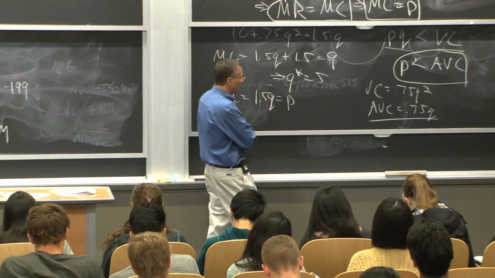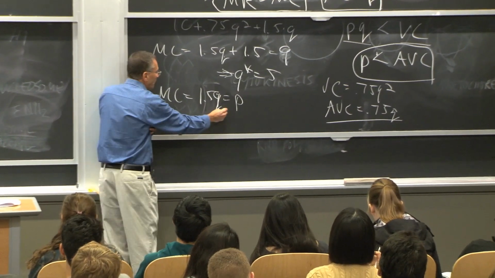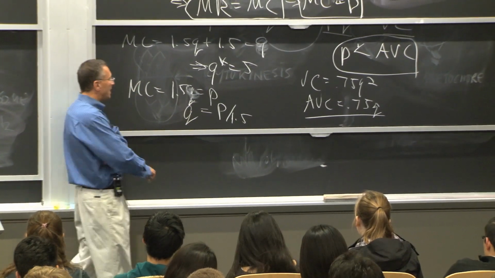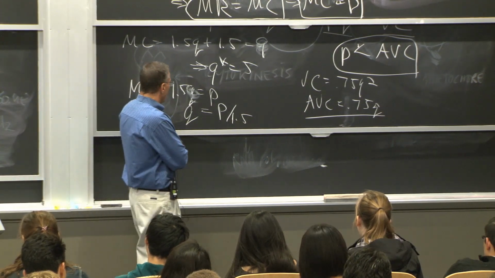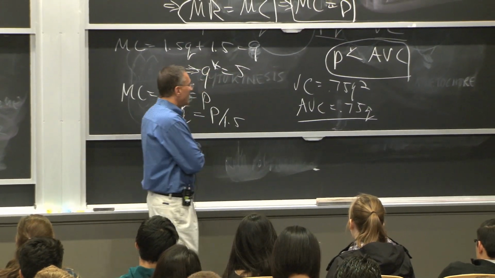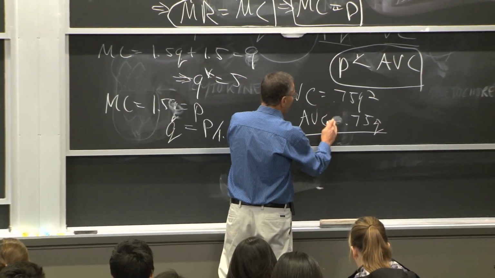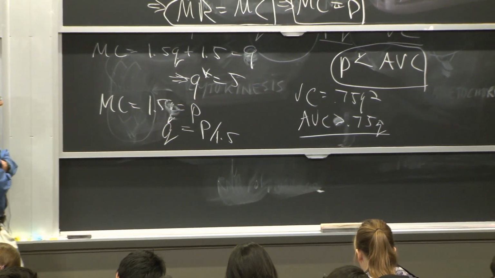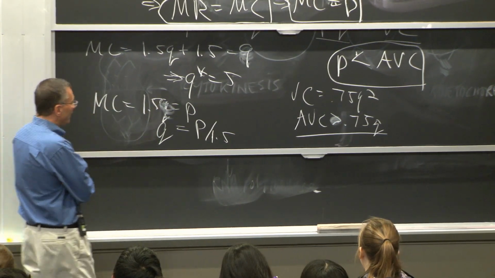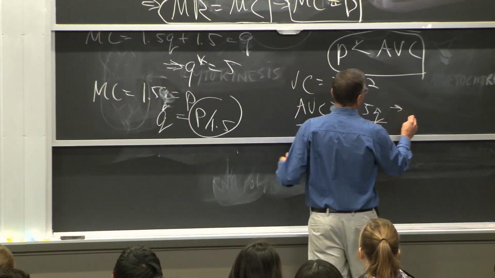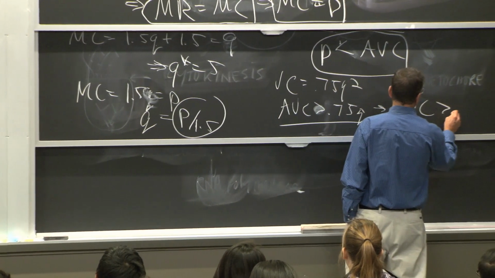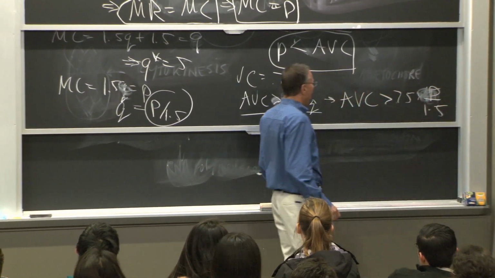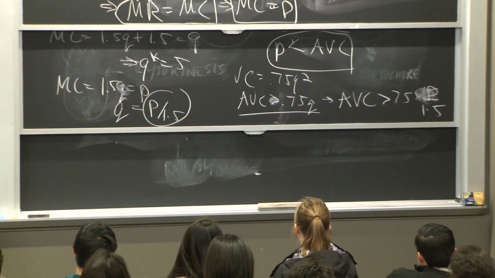Okay? So average variable cost is 0.75 times Q. But we know the optimal Q is P over 1.5. So therefore, the firm is going to ask, is the average variable cost greater than the price? That's the point at which it's going to shut down. That's only going to happen if we plug in this equation: if average variable cost, 0.75 times Q, with Q equal to price over 1.5, is greater than the price. That's basically the shutdown rule the firm's going to face.